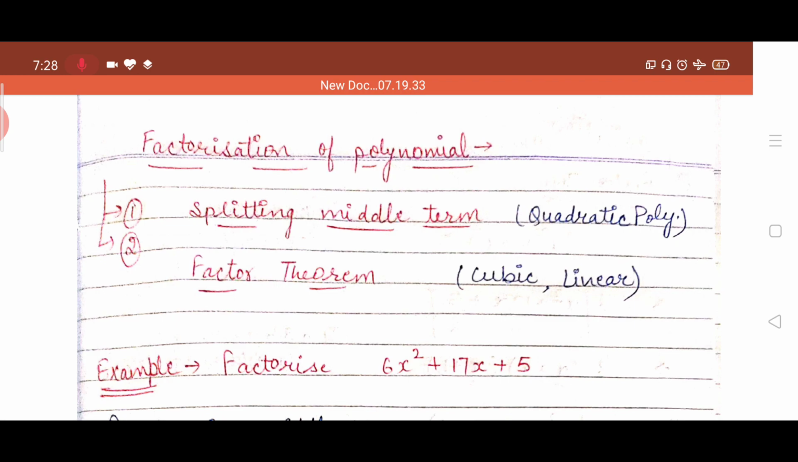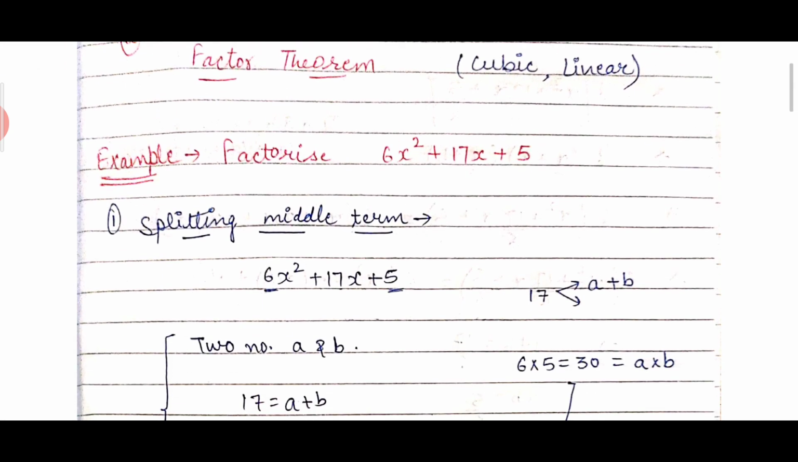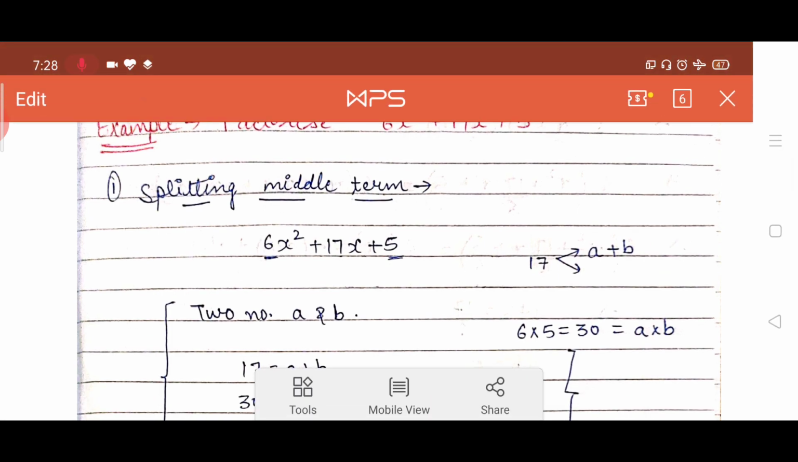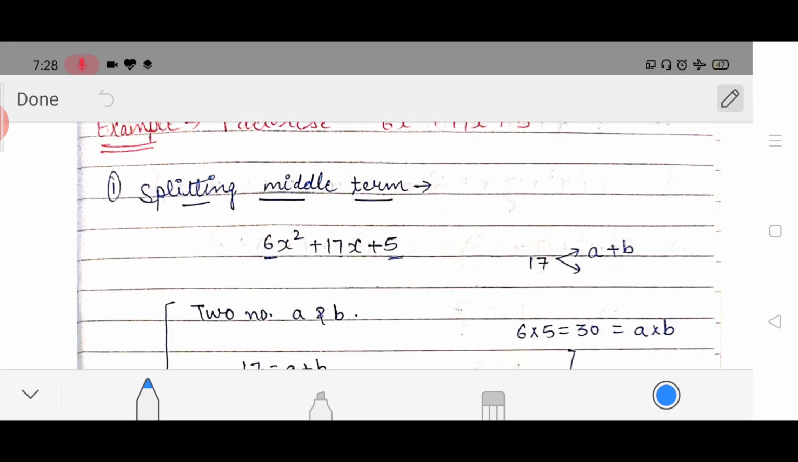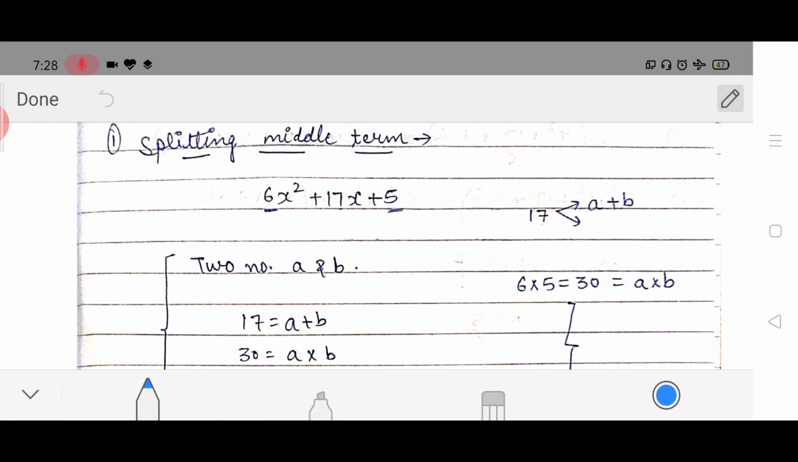So let us understand it by an example. The first example is you have to factorize 6x square plus 17x plus 5. So first we will solve this by splitting the middle term. What you have to do, this is very important, so you have to understand it with proper concentration. You have a polynomial 6x square plus 17x plus 5. As the name suggests, splitting the middle term, you have to split the middle term.